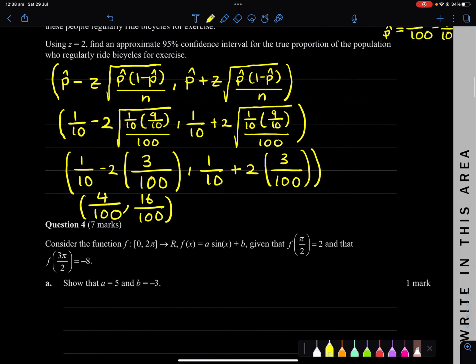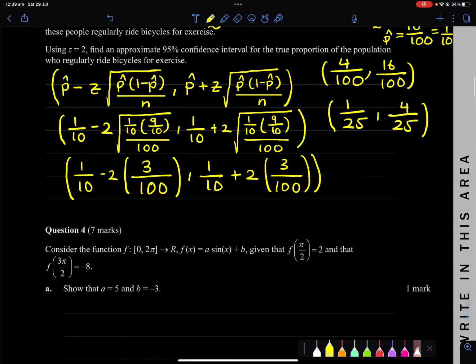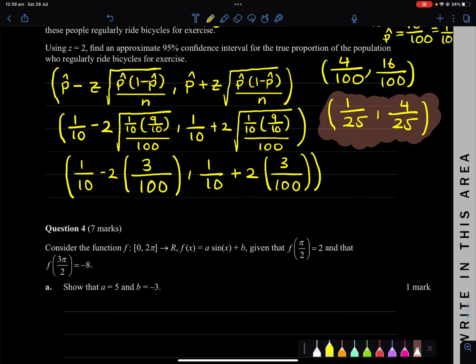Now we can simplify that more. If I bring this over here and simplify it, it will be 1 over 25, and this one will be, if I'm not mistaken, 4 over 25. Is that right? Have I done anything wrong here? Looks right. So that's your answer for this one. Let's move on to the next question.